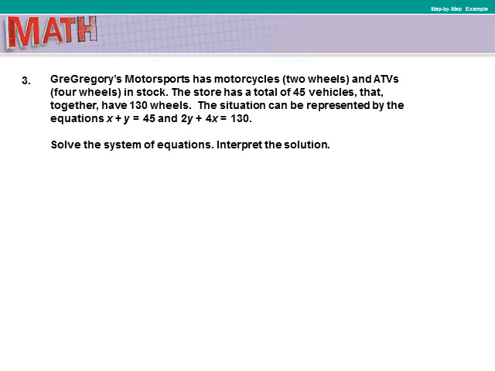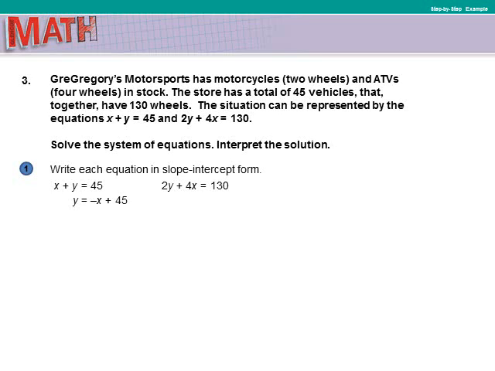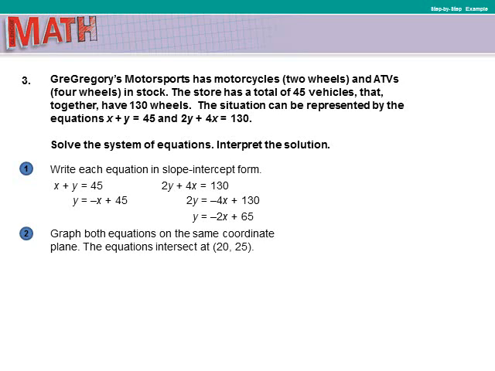Here we have the same example, with the equations x plus y equals 45 and 2y plus 4x equals 130. It's asking me to solve the system of equations and interpret the solution. What am I going to do? I'm going to write each equation in slope-intercept form. I need to make sure that each equation is written as y equals mx plus b. So here y equals negative x plus 45. And in this one, 2y equals negative 4x plus 130, so let's divide by 2. y equals negative 2x plus 65. So here I have my two equations.